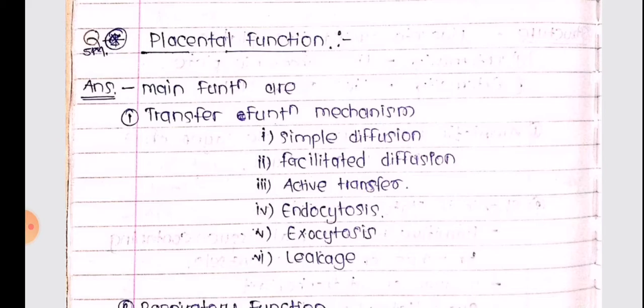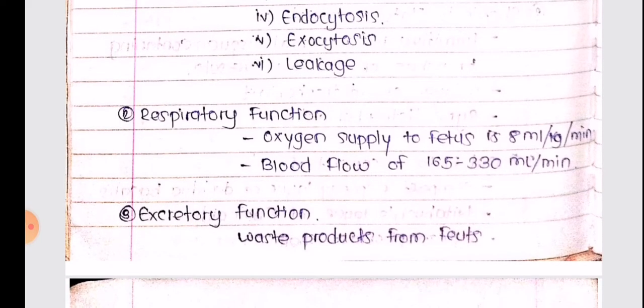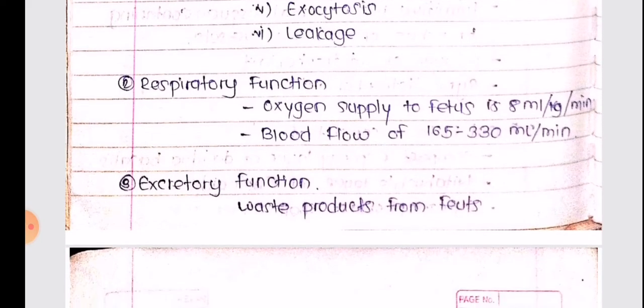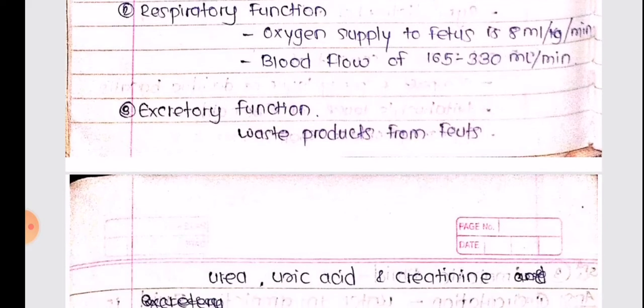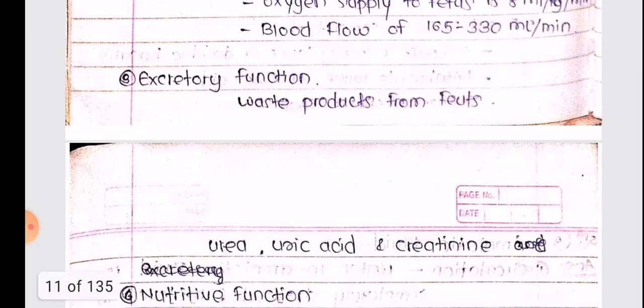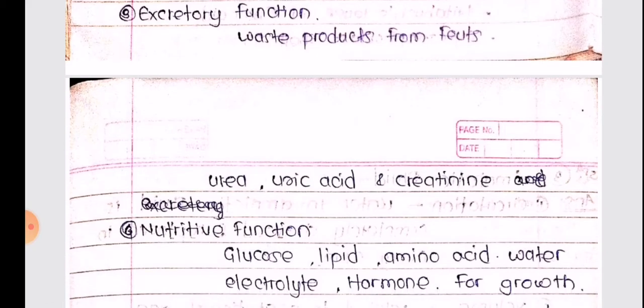So placental functions. Main functions are transfer functions, and the mechanism: the transfer takes place by simple diffusion, facilitated diffusion, active transfer, endocytosis, exocytosis, and leakage. Respiratory function: oxygen supply to fetus is 8 mg per kg per minute, and blood flow is approximately 165 to 330 ml per minute. Excretory function is very important again, wherein the waste products from the fetus, urea, uric acid, and creatinine, are excreted out.